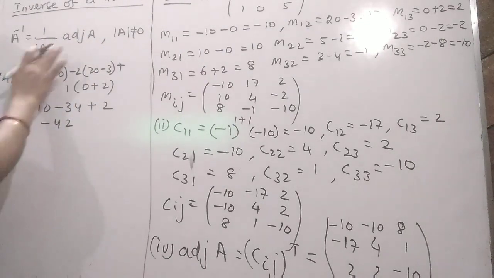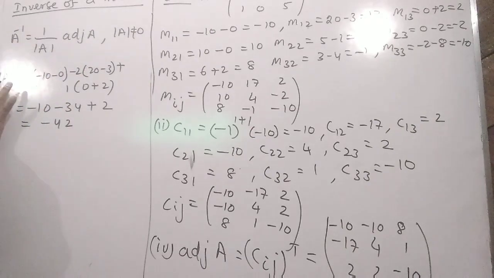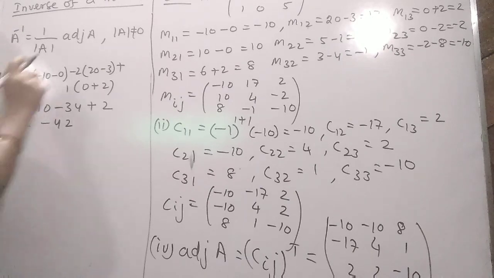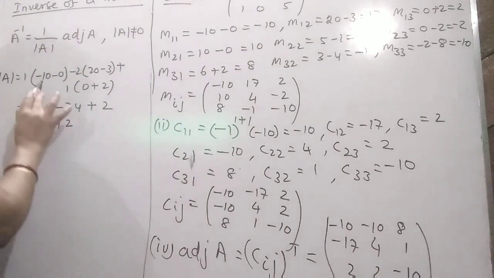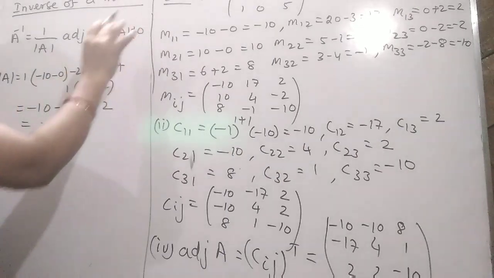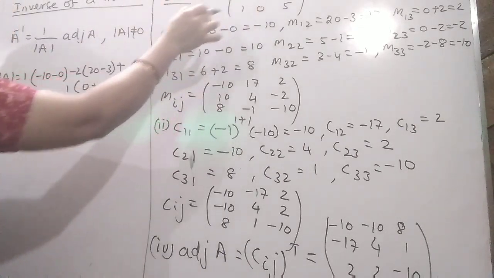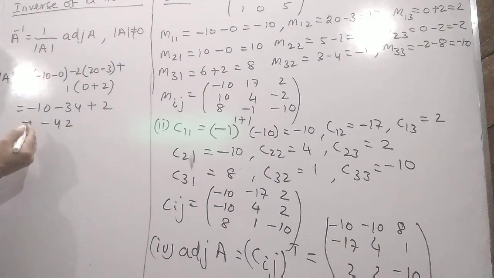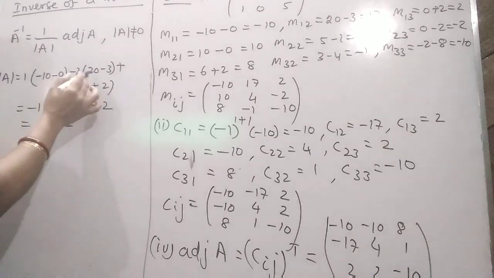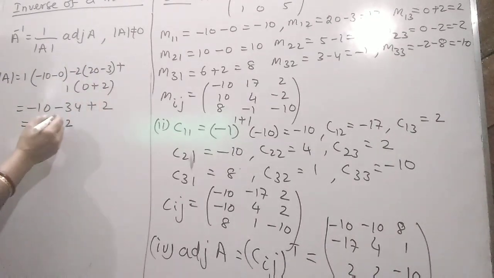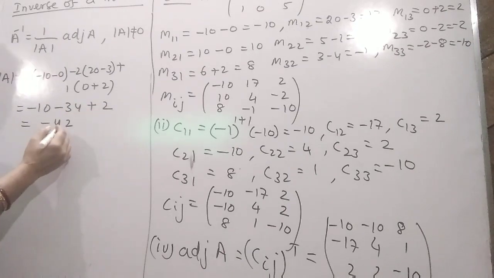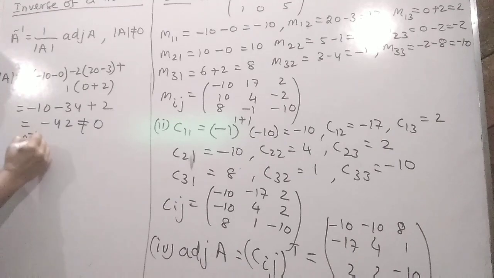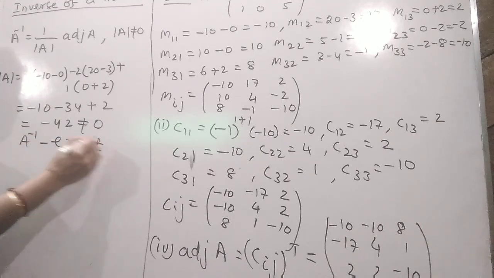Okay, now first, for finding this A inverse, we should know the determinant of A. I am finding the determinant of A. So that is 1 into, delete the corresponding row and column, that I have written, minus 10, 0, and minus 2 into, delete the first row and second column, we will get 20 minus 3. Then you know how to find the determinant of A. We are getting minus 10, here 17 minus 34 plus 2. So we will get minus 44 plus 2, minus 42. So it is not equal to 0. If not equal to 0, then only A inverse exists. Otherwise A inverse does not exist, mind it.